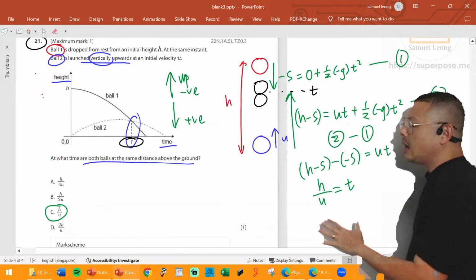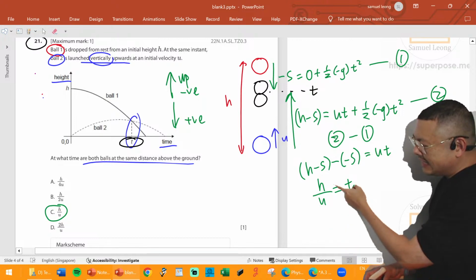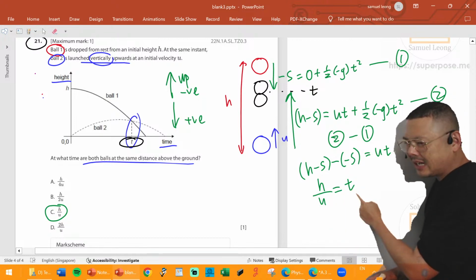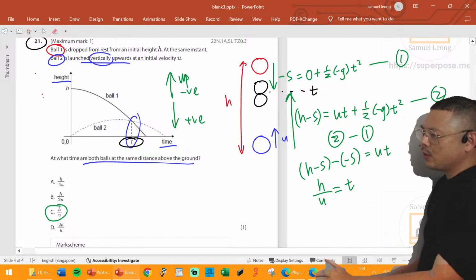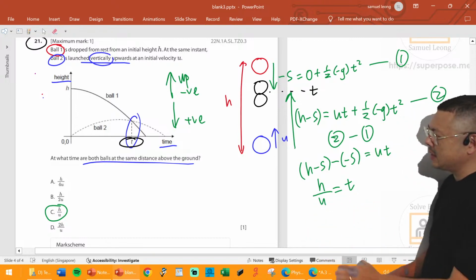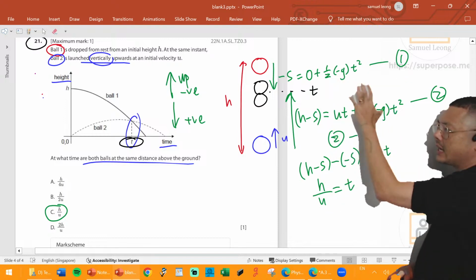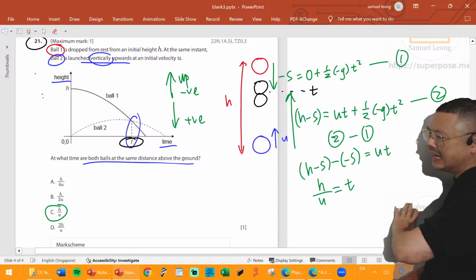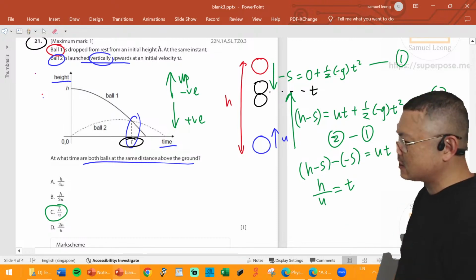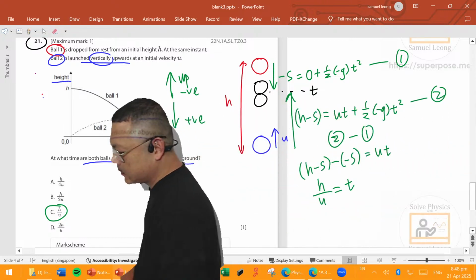So easy. No way, dude. Like distance divided by speed equals time. What's that? There's no way to draw this kind of relationship. It's merely just working it out and coincidentally getting this h over u equals t. That's it. There's no way to draw any relationships from this.